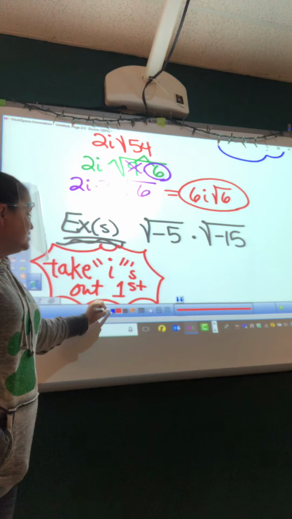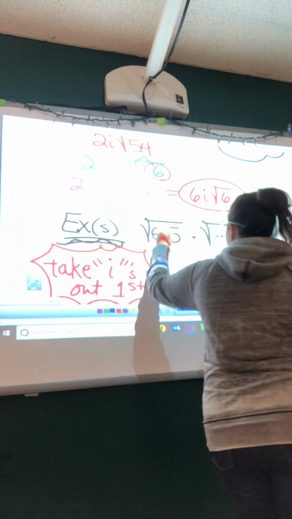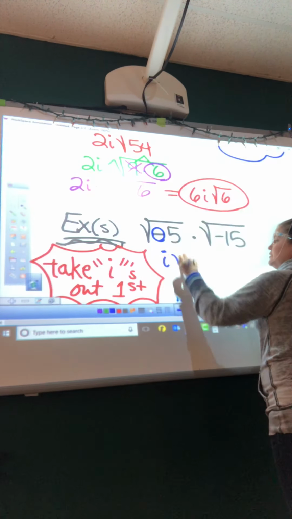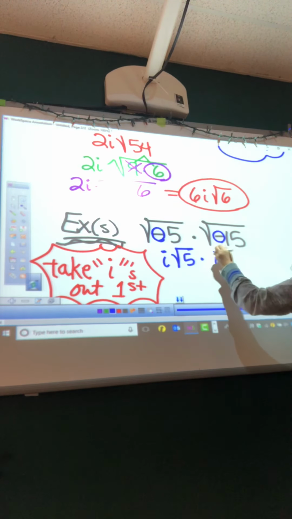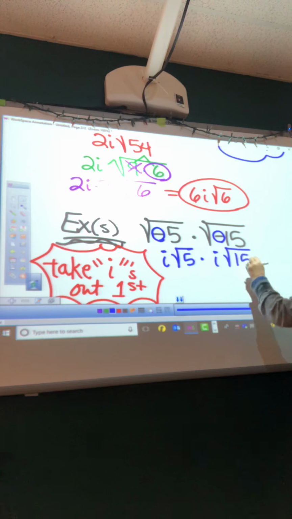So when we do that and take the i's out first, I really have an i square root 5 times an i square root 15.